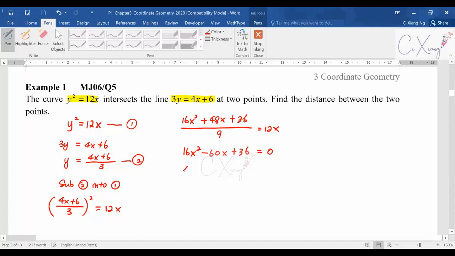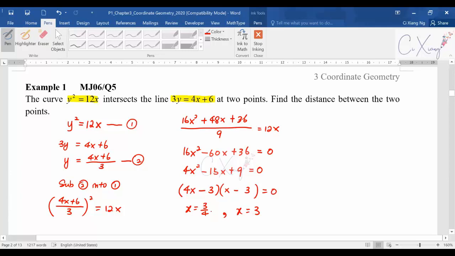Then divide everything by 4. Simplify, so 4x squared minus 15x plus 9 equals 0 also. And after that, you try to factorize it if you want. Okay, so when I factorize it, I have 4x and 3x here, so that I have negative and negative. Okay, just nice. So I have x equals 3 over 4, and x equals 3.